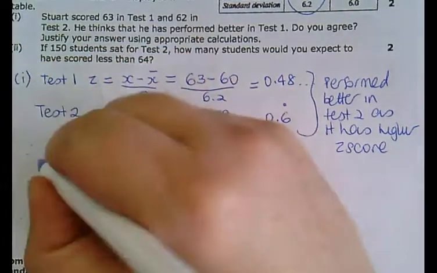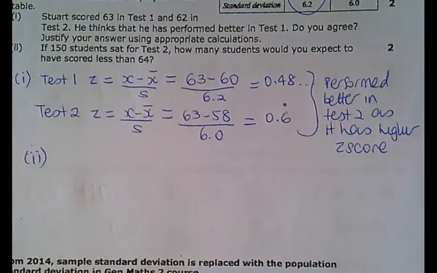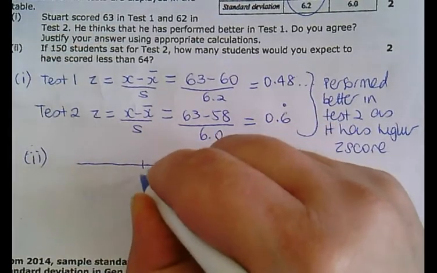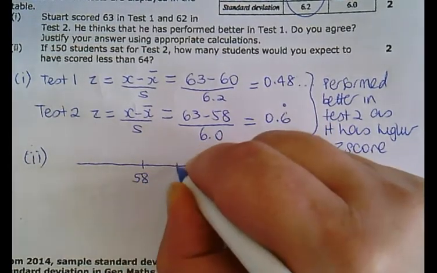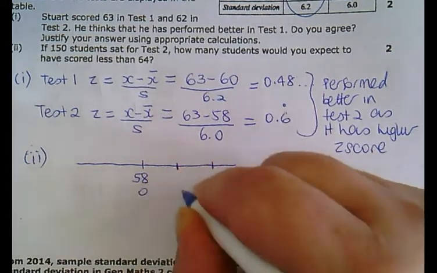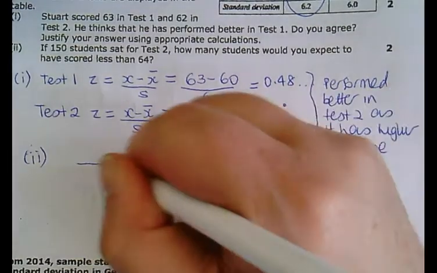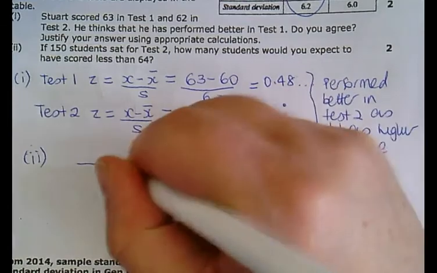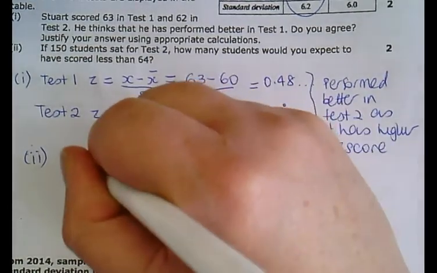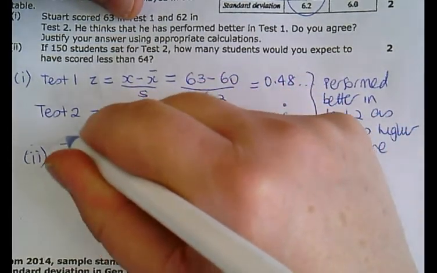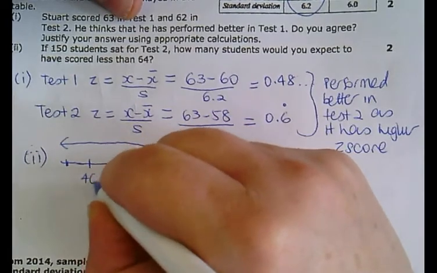All right, now in part 2 it says, if 150 students sat for test 2, how many would you expect to have scored less than 64? I would just do my graph. Test 2, average is 58. Add on your standard deviation, what do you get? Plus 6 is 64. There's your number. You don't even need the rest now. And then you can go down if you want. So it's like that 47.5. So if we want less than 64, it's down there. 46, 40.